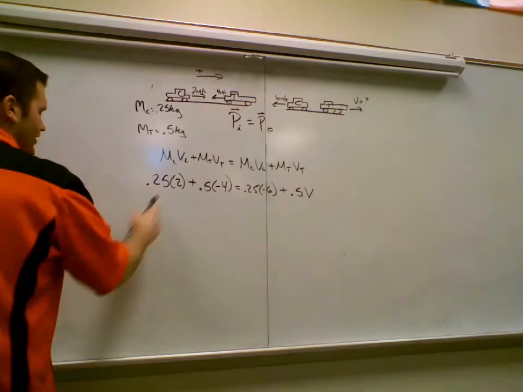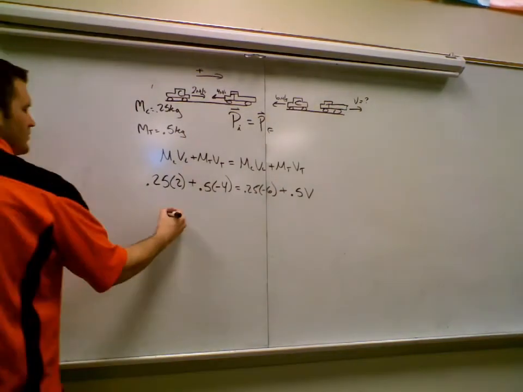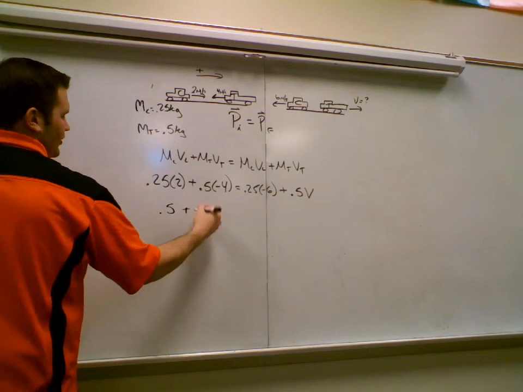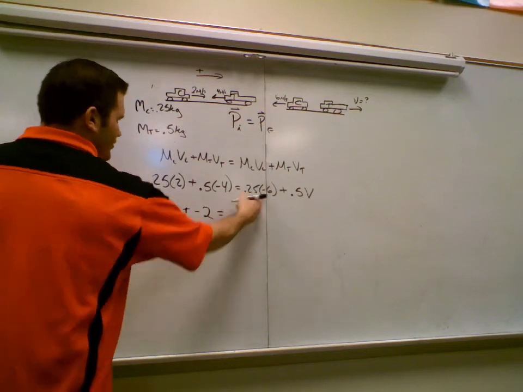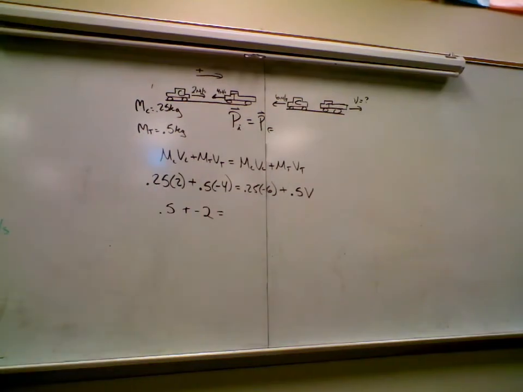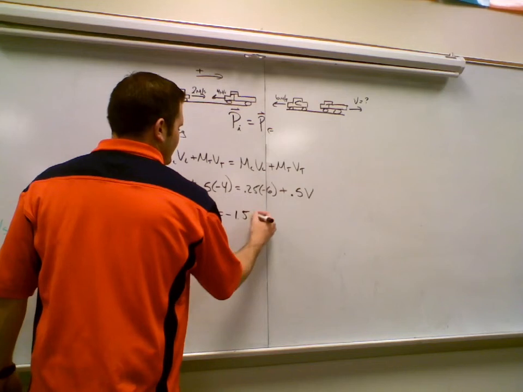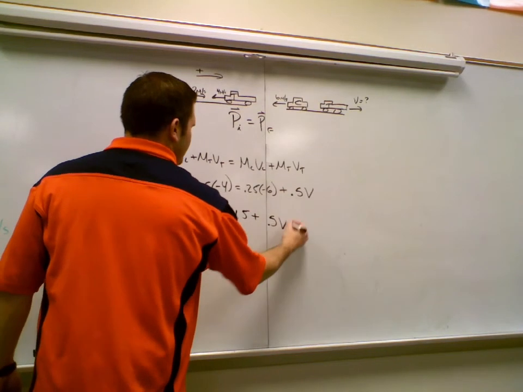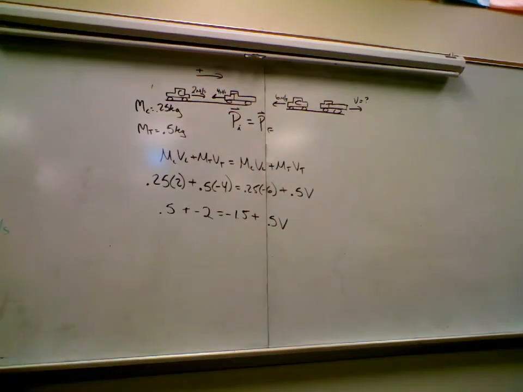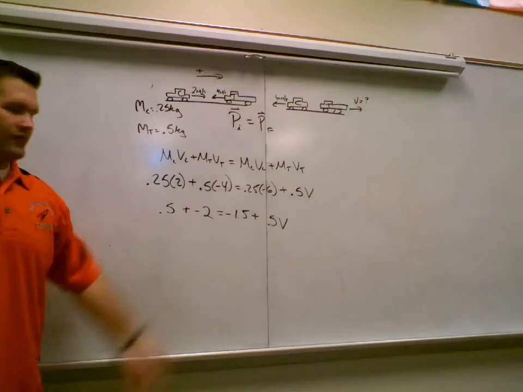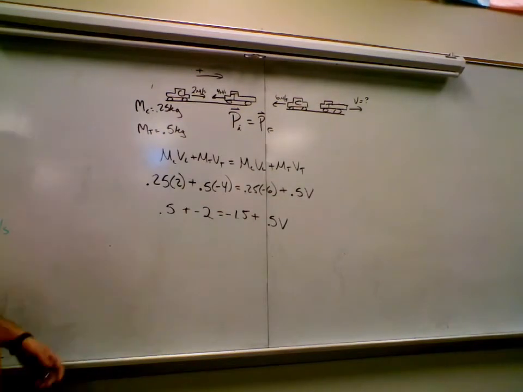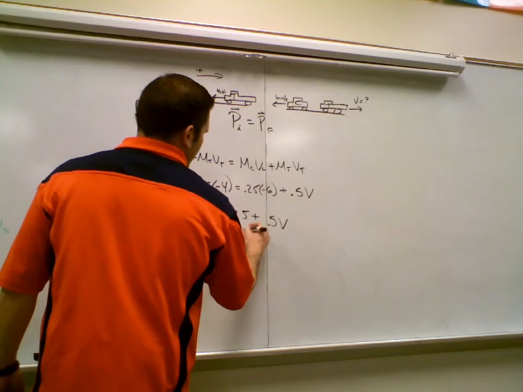Good catch, Kyle. So, 0.25 times 2 is 0.5. 0.5 times negative 4 is negative 2. 0.25 times negative 6 is negative 1.5, plus 0.5v. Right? What should I do with this negative 1.5? Move it to the other side. Thank you.